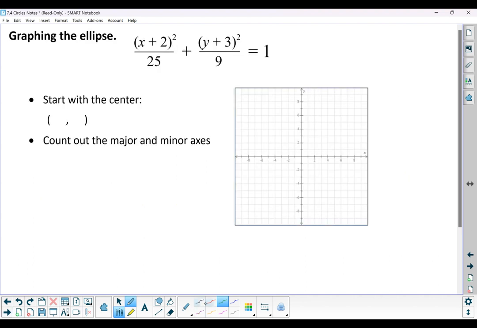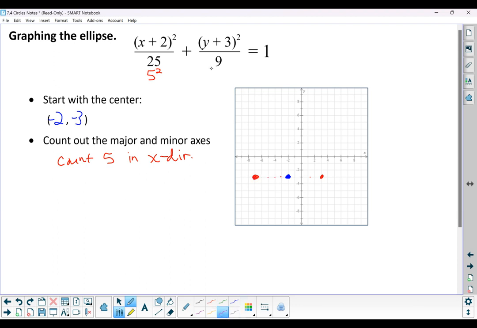Okay, so we're going to graph 2 ellipses and then we're finished. This first ellipse, the center is at -2, -3. You see that's almost identical with how we find the center of a circle, -2, -3. This 25 is a 5 squared. It's underneath the x part of the equation, so we're going to count out 5 in the x direction. 1, 2, 3, 4, 5, and 1, 2, 3, 4, 5.